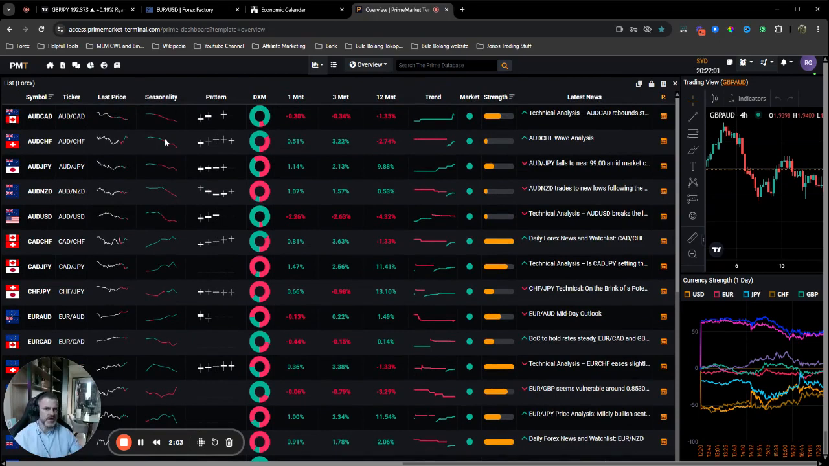Seasonality is markets are seasonal. Markets do move seasonally. So you'll have certain markets which are always up at Easter time of year. They're always down in the summer, always up at Christmas and so on. And so that gives you kind of an idea. If you're looking for buys or sells, you can have a look at seasonality and see if it ties in. Next one is pattern. It kind of gives you a pattern to look for. I don't really go by that.